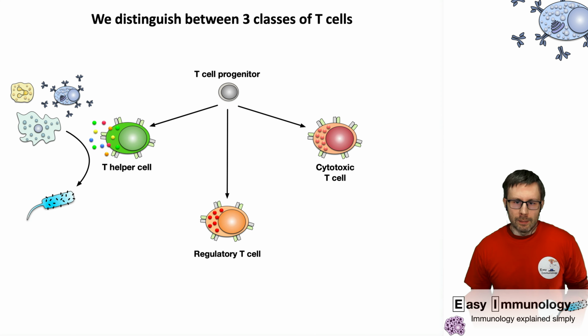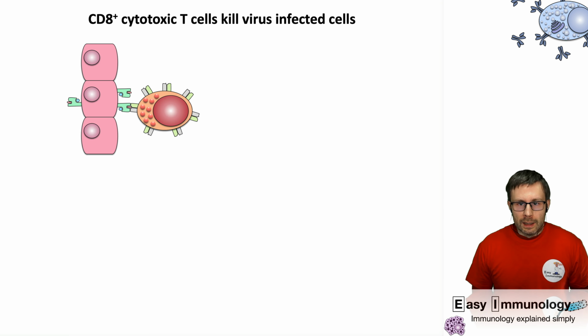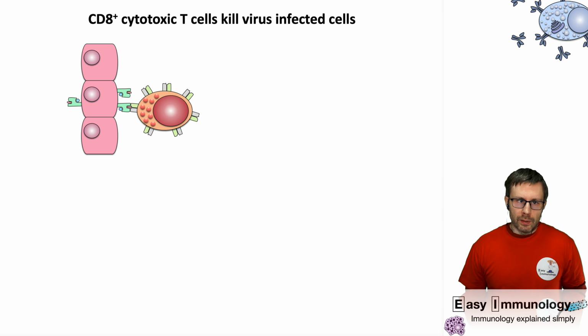So these are the T helper cells. Their main function is to produce cytokines, and these cytokines then coordinate the immune response in eliminating the pathogen. Then we go to the CD8 positive cytotoxic T cells. Their main function is to kill virus-infected cells.